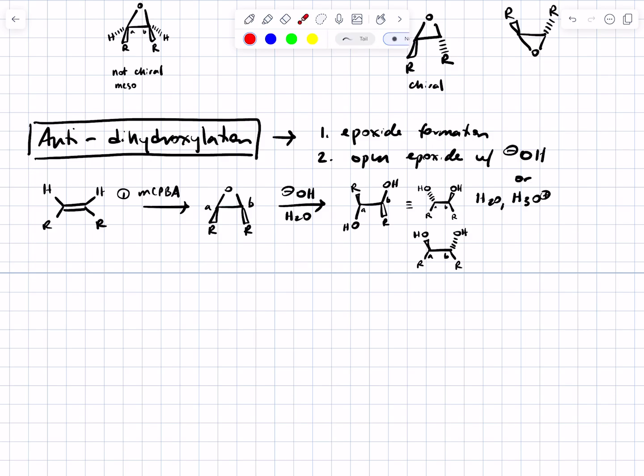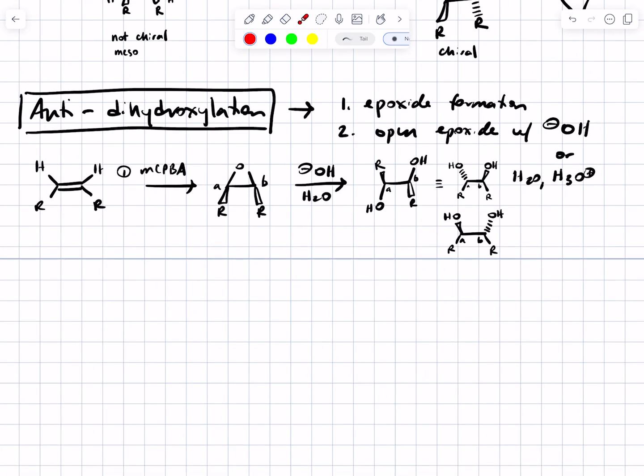And the way I've chosen to draw them here indicates that this is an anti-product in the sense that with respect to the original alkene, the OH groups are on opposite sides of that original alkene. So that's why we call that series of reactions anti-dihydroxylation. It's a two-step reaction, but it's almost as though the net effect of that two-step reaction is to put one OH group on one face of the original alkene and the other OH group on the other face of the original alkene.